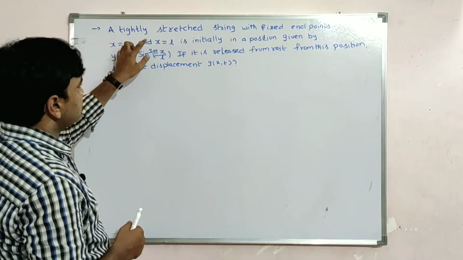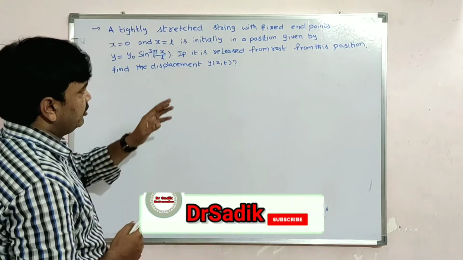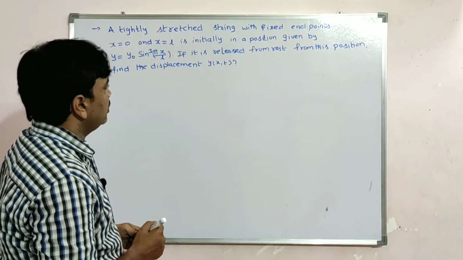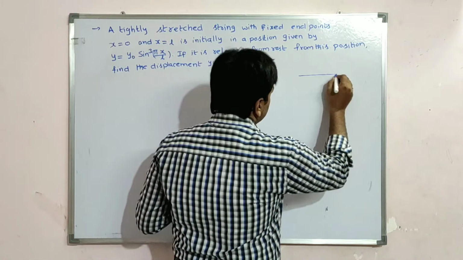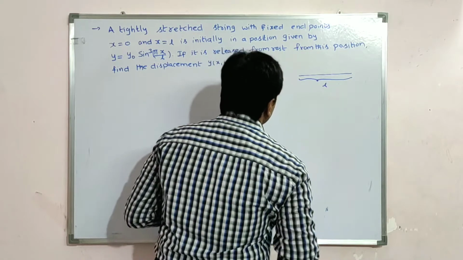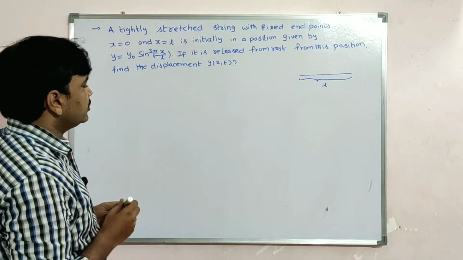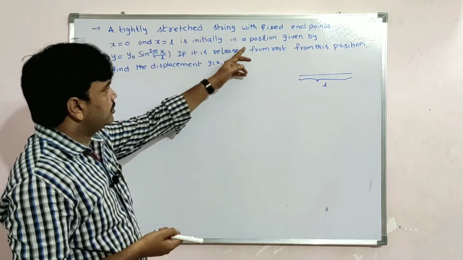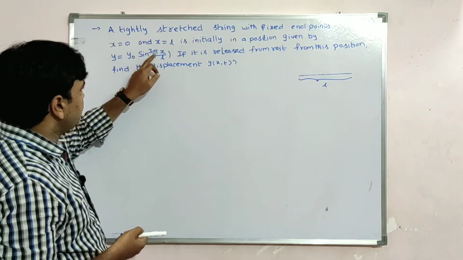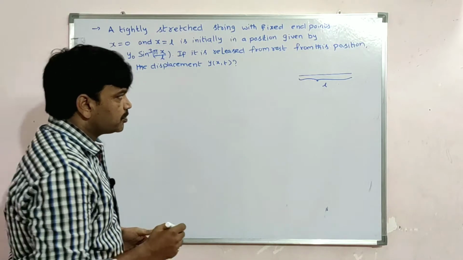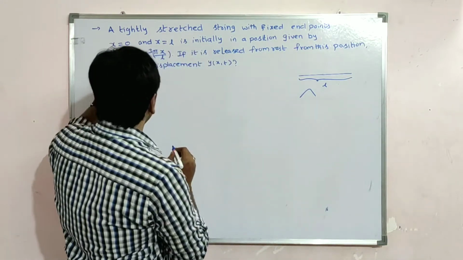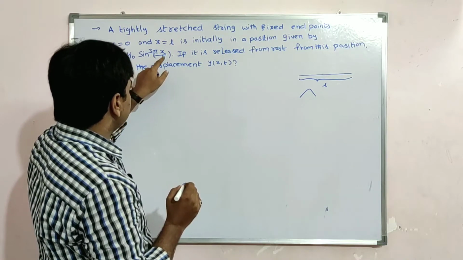A tightly stretched string with fixed endpoints x equal to 0 and x equal to L. There is a string like this. What is the length of the string, students? It is L. It is initially in a position given by y equal to y0 sin cube pi x by L. This is the initial displacement.